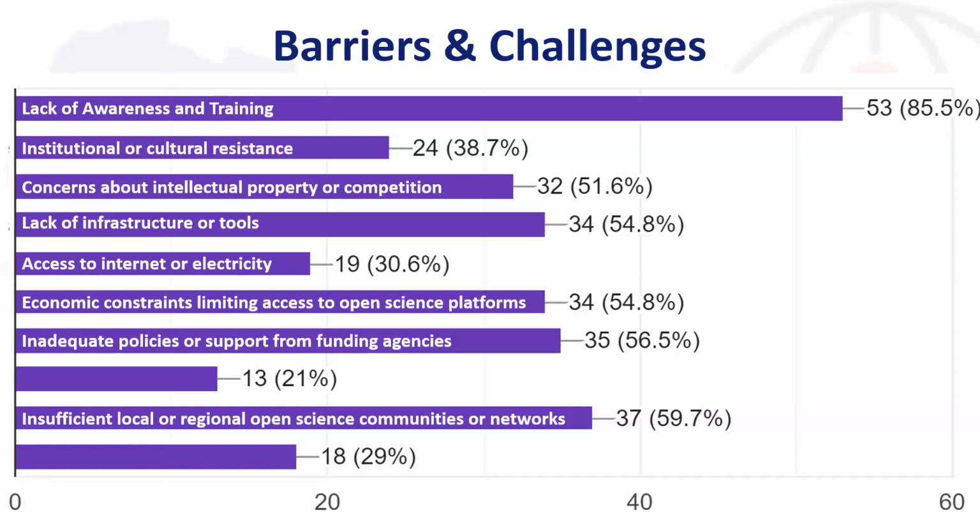And then access to internet or electricity. A lot of the open science platforms are online. In fact, this training is being done online. That means every trainee that doesn't have access to internet or electricity can't join this training right now, which is a huge hindrance too. So that is one of the issues that exist within accessibility to open science.